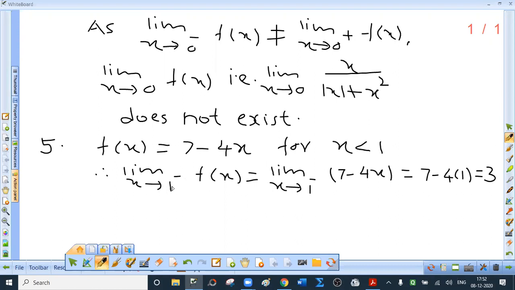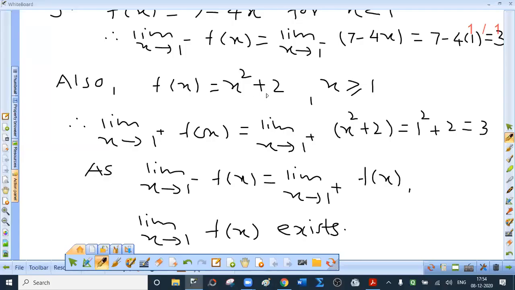So what is the left hand limit? I repeat, x tends to 1 minus does not mean the tending value is minus 1. It only means that x approaches 1 from the left of 1. And that is why we have chosen this function. Otherwise, we would have chosen the other one. Okay. So take the limit, 7 minus 4 into 1. So what is the left hand limit? It is nothing but 3.